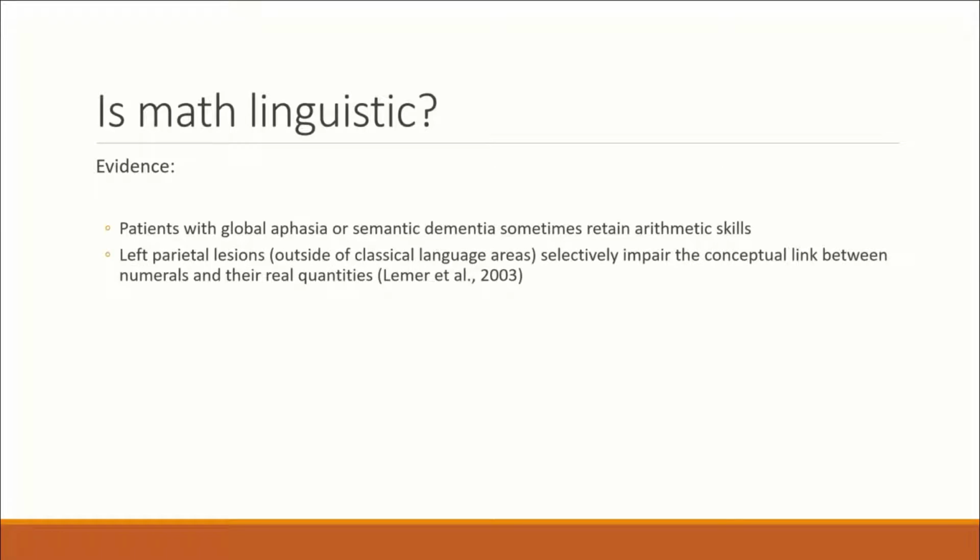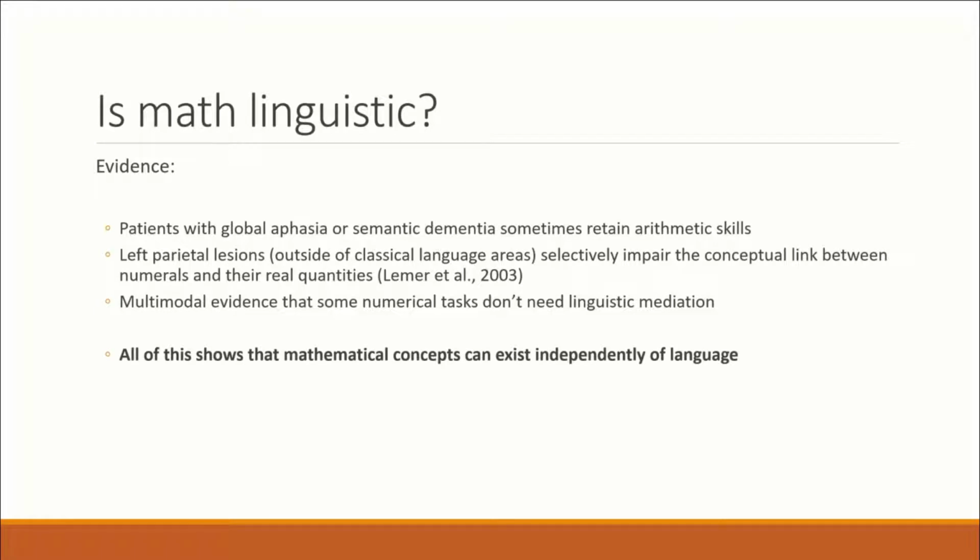There was also a study in 2003 that showed when you have lesions in the left parietal area, which is not a classical language area, it selectively impairs the conceptual link between numerals and their real quantities. This is essentially abolishing the semantic meaning behind a numeral. They also give some multimodal evidence that some numerical tasks don't need linguistic mediation, but overall, all of this is to say that it is possible for mathematical concepts to exist independently of language or linguistic skills.